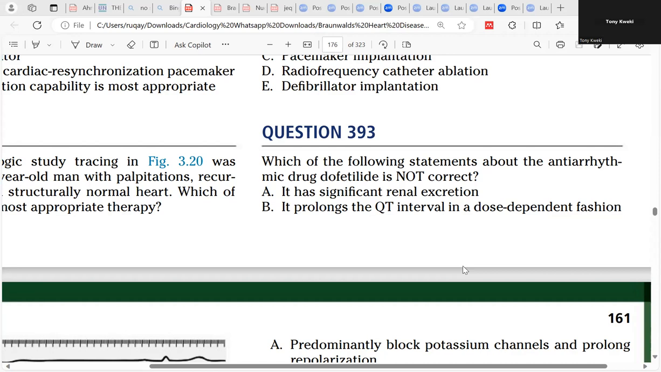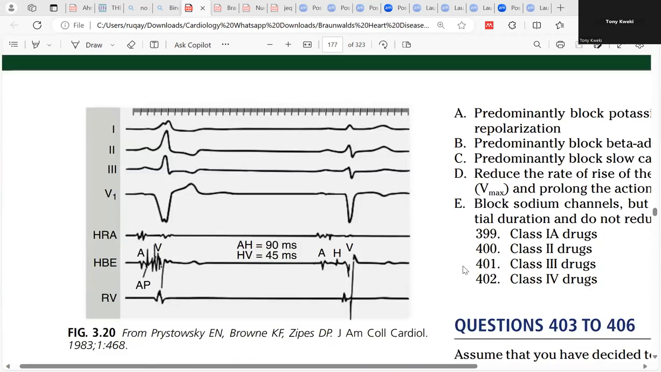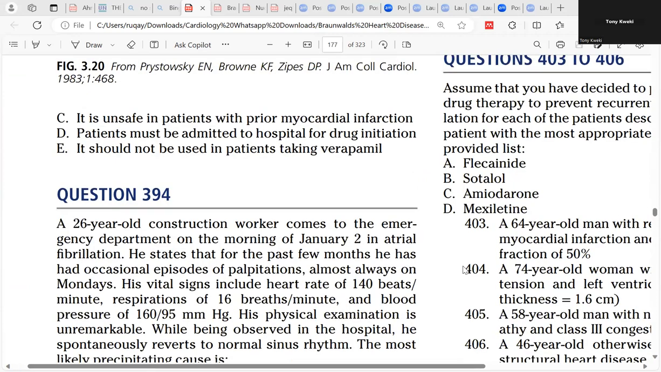Dofetilide is actually a class 3 antiarrhythmic drug, and the main effect of the drug is exhibited by blocking the rectifier potassium current, and it's said to have much more significant impact on the right atrium. It is renally excreted predominantly. And C says it is unsafe in patients with prior myocardial infarction.